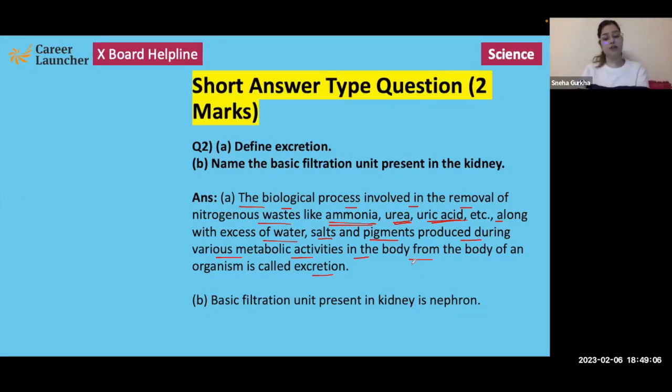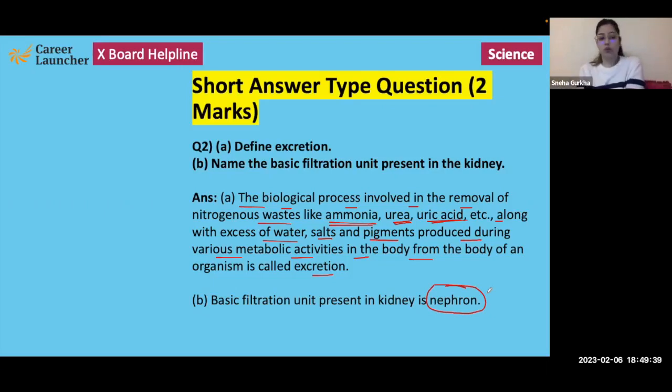The next part of the question asks, name the basic filtration unit which is present in the kidney. It's a very evident and straightforward question. The basic filtration unit which is present in the kidney is the nephron. Nephron is the structural and functional unit of the kidney. If you were to further answer this question, you can also mention the different parts of the nephron. You can also write that, but that is optional.